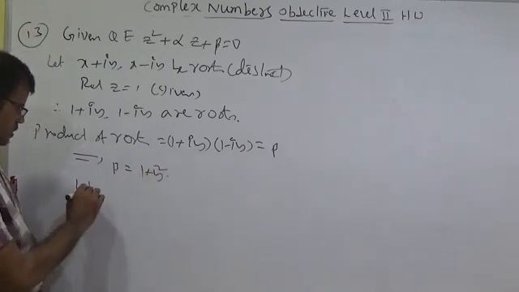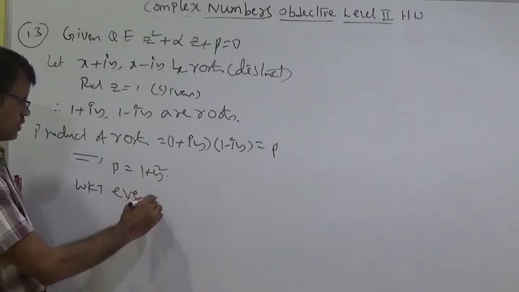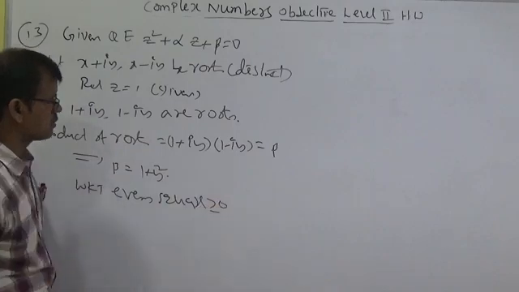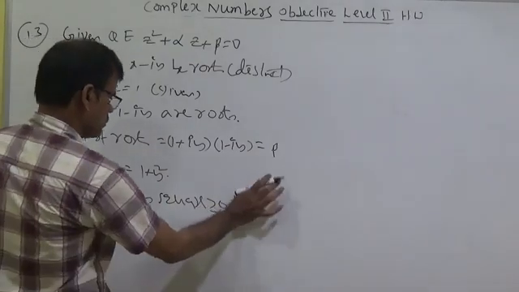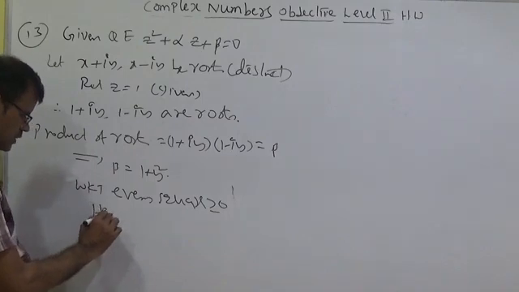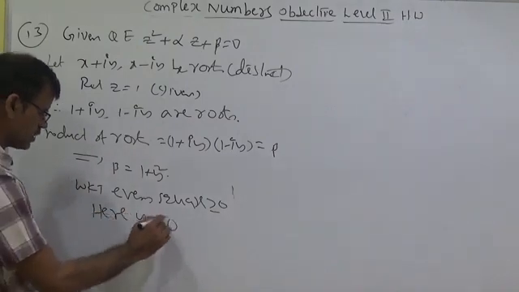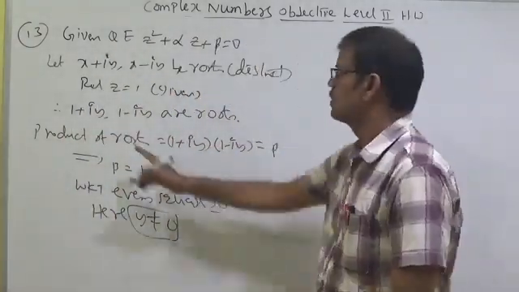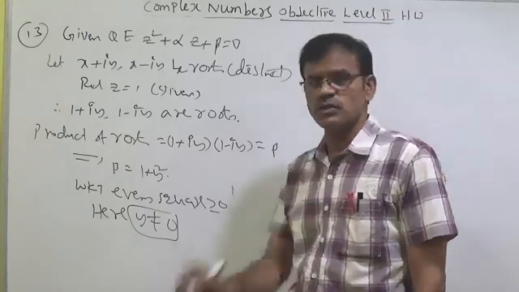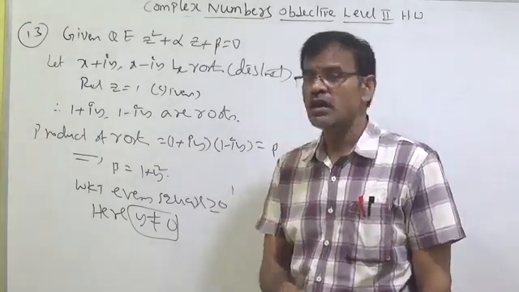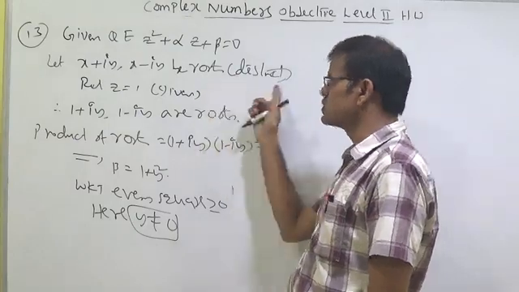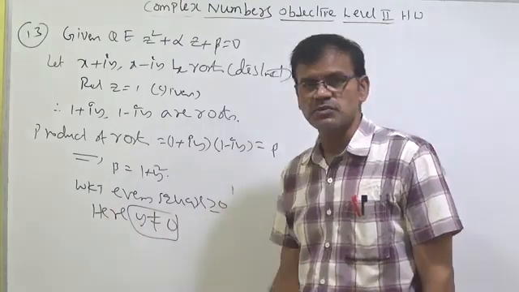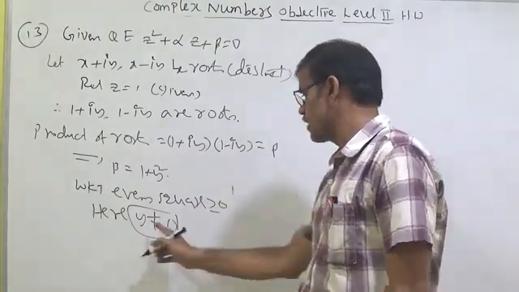We know that every square is greater than or equal to 0. But here I am discussing the condition y not equal to 0. If y is equal to 0, what will happen? 1 plus I into 0 and 1 minus I into 0 give 1 and 1, two real roots, and here distinct roots should be there. So whenever y is equal to 0, there will not be distinct roots. That is why you should think y not equal to 0.